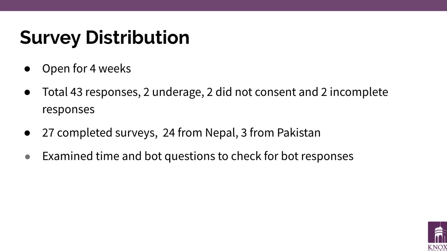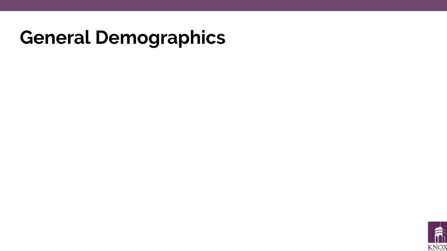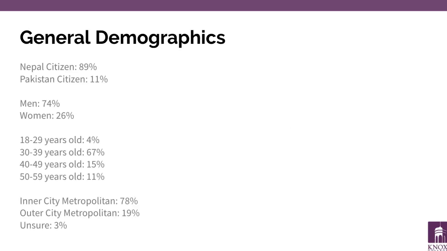During this time, we received a total of 43 responses, of which 2 were underage, 2 did not consent to the study, and 2 of the responses were incomplete. After examining to detect bot responses, there were 27 complete responses, out of which 24 were from Nepal and 3 were from Pakistan. For the survey conducted, the majority of participants were from Nepal and the rest were from Pakistan.